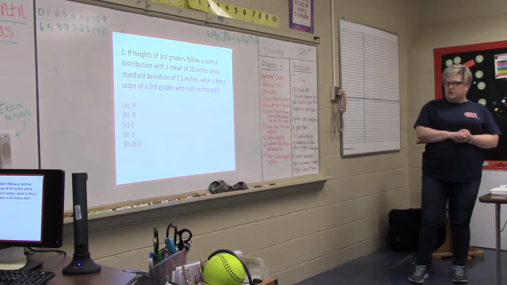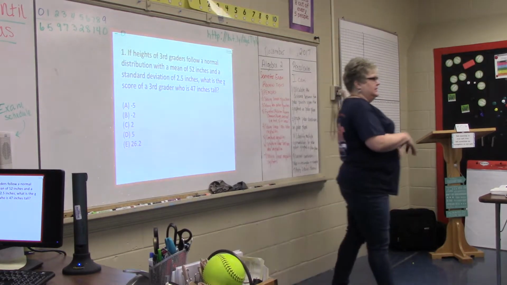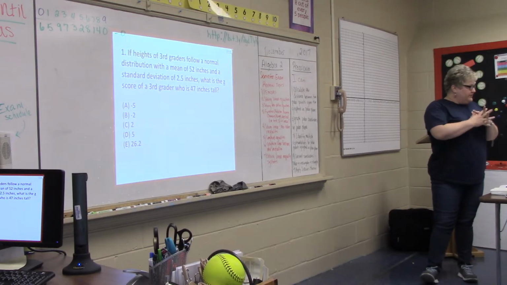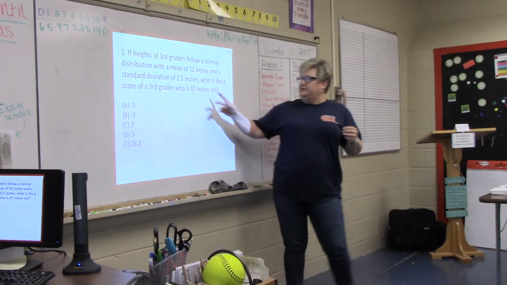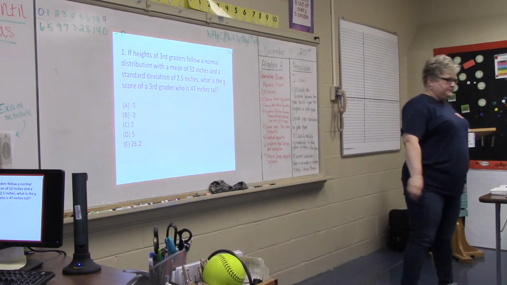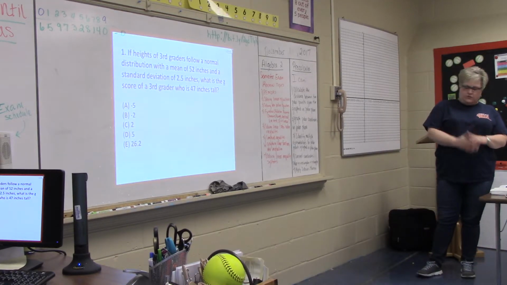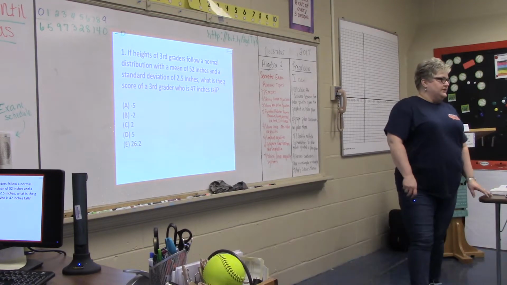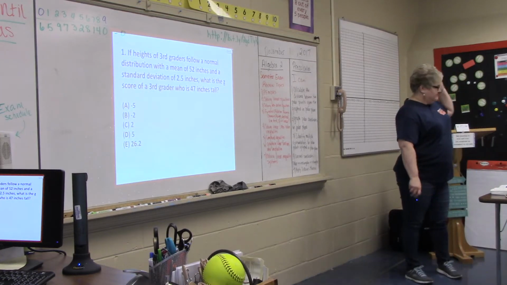What is the Z-score? You have a mean of 52. Again, X bar is the mean. 2.5 is your standard deviation. And your X value that you are interested in there is 47 inches. So we would like to know what is the Z-score of that particular third grader. -2.